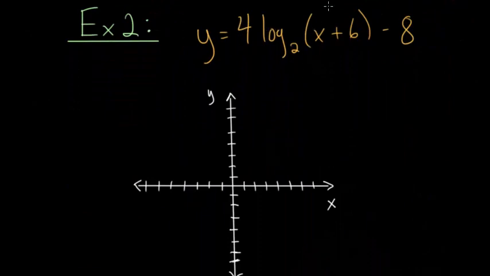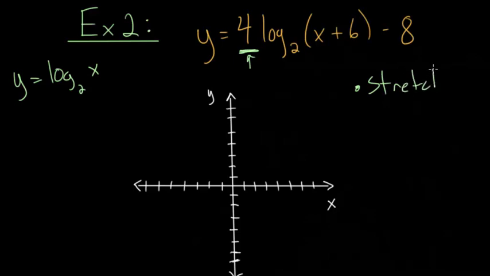So let's now look at one final example where we have y is equal to 4 times log base 2 of x plus 6 minus 8. And let's compare this to our parent function, y is equal to log base 2 of x. And what we're going to do is essentially look at what every different transformation did to our parent function. So let's start with this coefficient of 4 on our logarithm. That just means we're going to stretch all of our y values by a factor of 4.